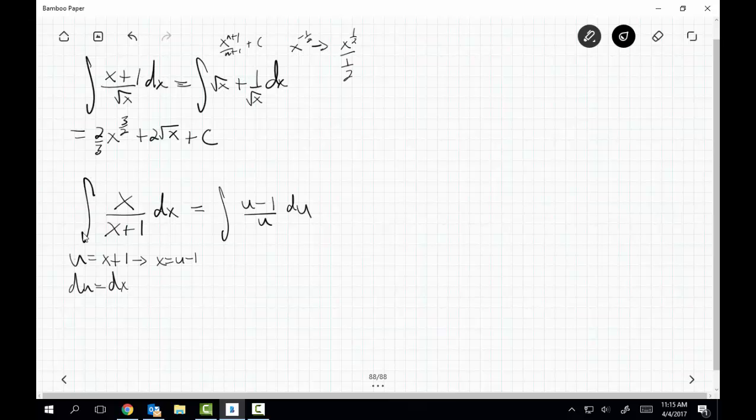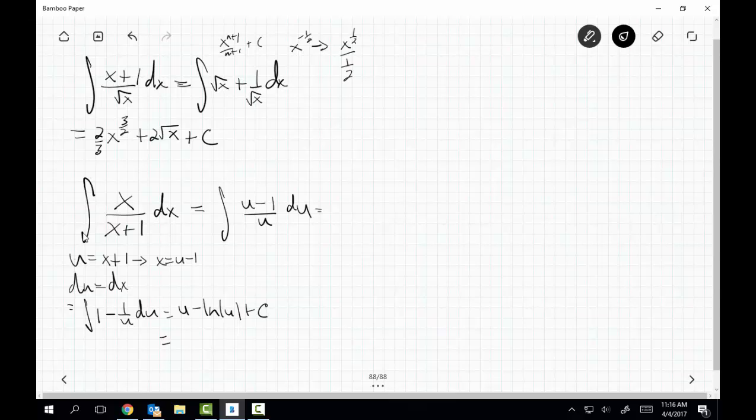Now I'm right back in this position. I can rewrite this as the integral of 1 minus 1 over u du. Hey, that's easy. This thing's a piece of cake. This is u minus the natural log of the absolute value of u plus c.